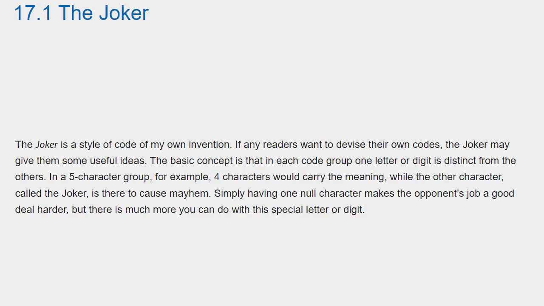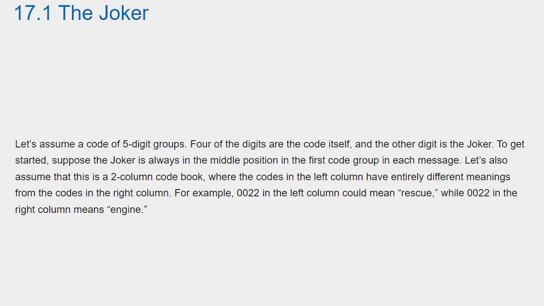Section 17.1. The Joker. The Joker is a style of code of my own invention. If any readers want to devise their own codes, the Joker may give them some useful ideas. The basic concept is that in each code group, one letter or digit is distinct from the others. In a 5-character group, for example, 4 characters would carry the meaning, while the other character, called the Joker, is there to cause mayhem. Simply having one null character makes the opponent's job a good deal harder, but there is much more you can do with this special letter or digit.